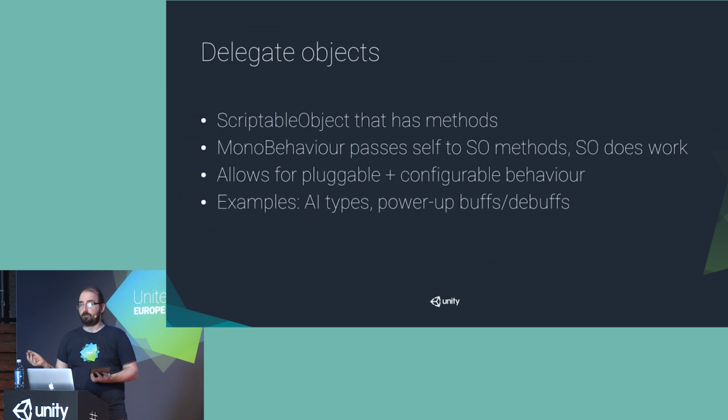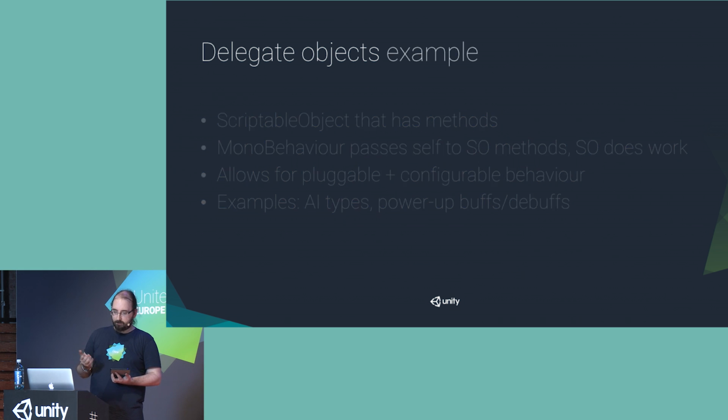But some examples include different pluggable AI types, or maybe power-up buffs and debuffs. So instead of having to make a completely separate prefab for every individual sort of pickup that the player could get, you could have one generic one that has a scriptable object that's actually going to do the work of buffing the player and so on. So a little example of what that can look like.